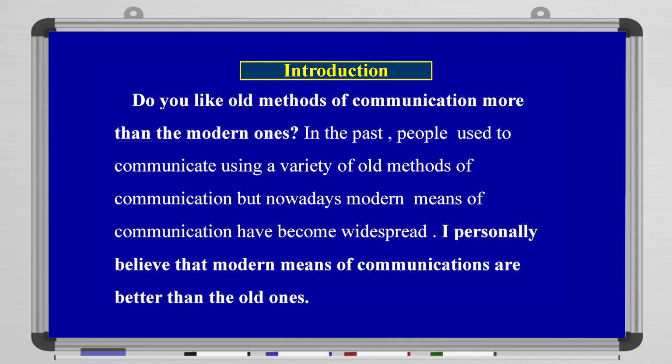We will say, do you like old methods of communication more than the modern ones? In the past, people used to communicate using a variety of old methods of communication. But nowadays, modern means of communication have become widespread. I personally believe that modern means of communications are better than the old ones.